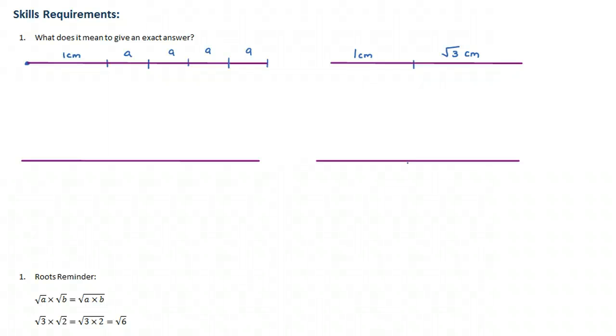Hello, in this video I'm just going to go through a couple of the skills requirements that you'll come across in this exercise. The first one is I do ask you to give me exact answers, and that's very important. So the question is, what is an exact answer? An exact answer is where you don't write a decimal. So let me give you some examples.